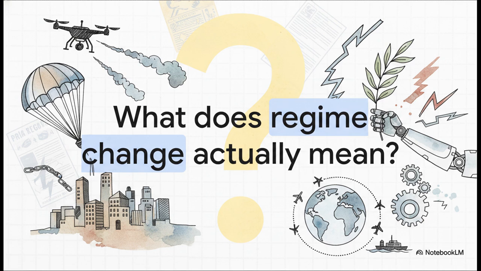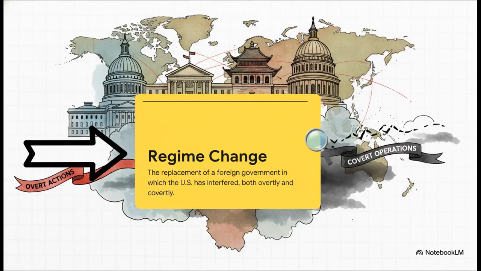Okay, but before we dive in, let's get on the same page. What are we even talking about when we say regime change? It's a term that gets thrown around a lot, so let's start with a really clear definition. At its core, it's pretty simple. It's the replacement of one government with another. And as we're about to see, the US has gone about this in two main ways. Overtly, out in the open with things like invasions, and covertly, which means it's all happening in secret.